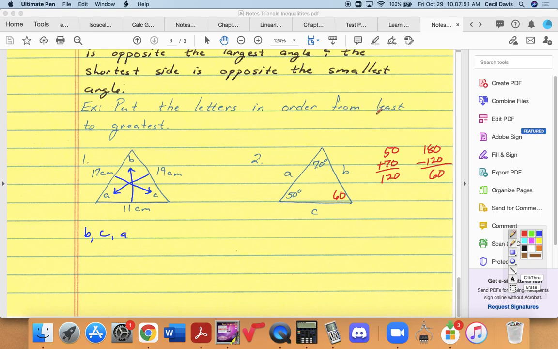So again, this is from least to greatest, so I'm going to start with the smallest angle. The smallest angle is angle B, or excuse me, is 50, so the shortest side is B. The next bigger is 60, so A is next. And then across from the biggest angle is the longest side, and that's C. Any questions about that?